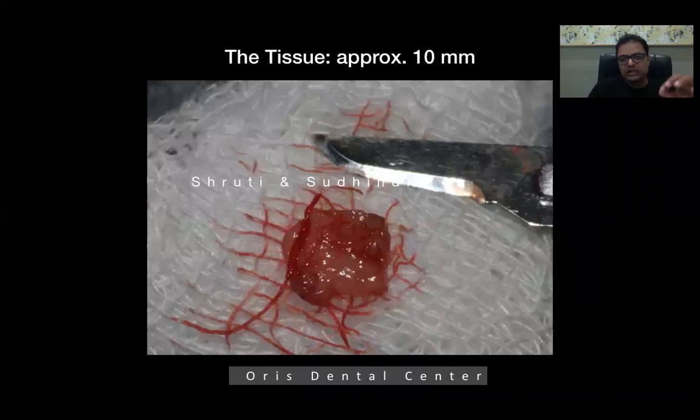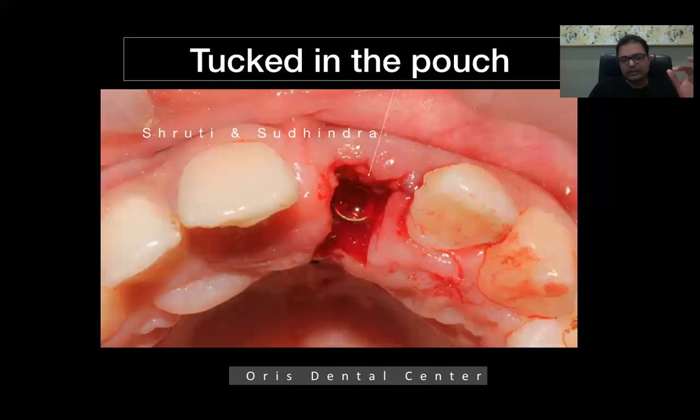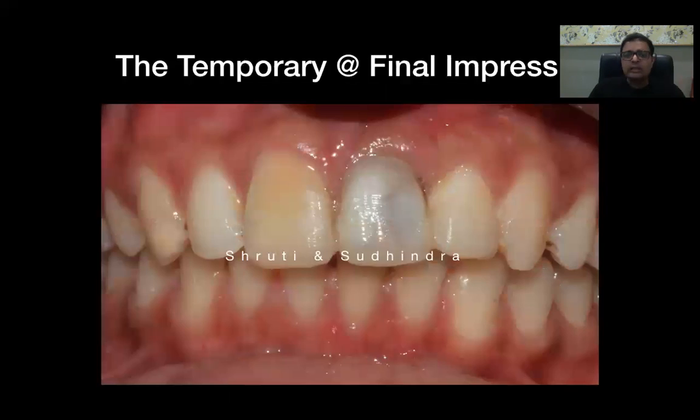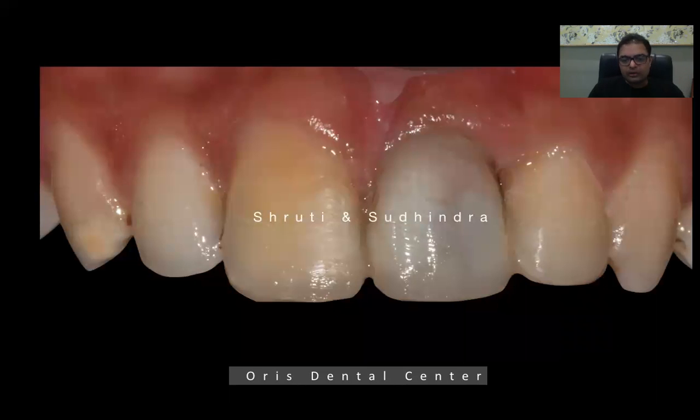So the tissue was tucked under the buccal. Yeah, exactly, that's the size of tissue. You can understand how big it is in comparison to the handle BP blade there. That's gone, tucked into the pouch, no suturing, just allow it to heal, temporize it, keep on contouring the temporaries.